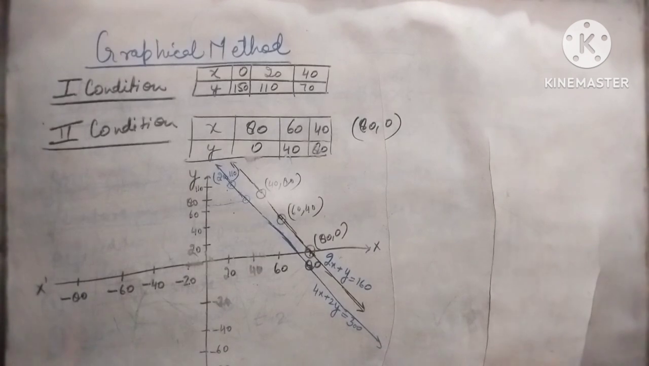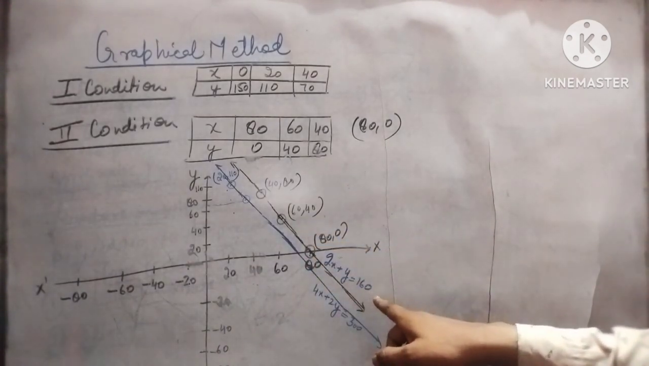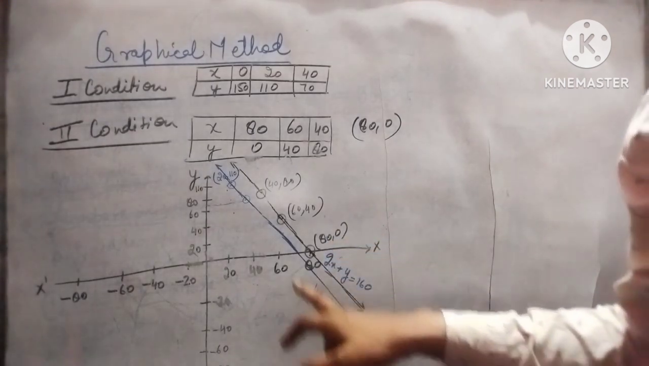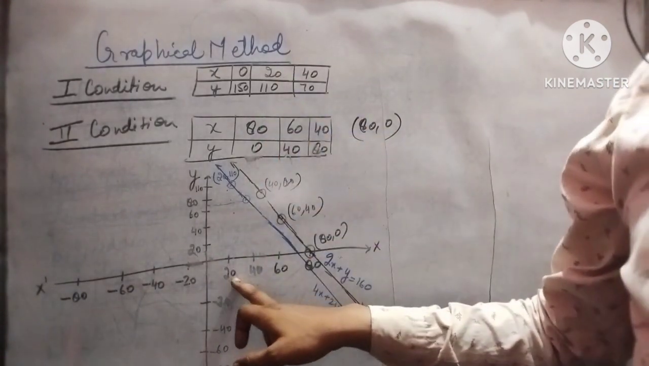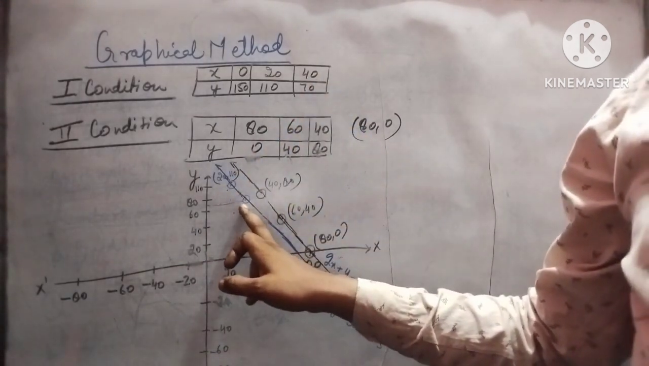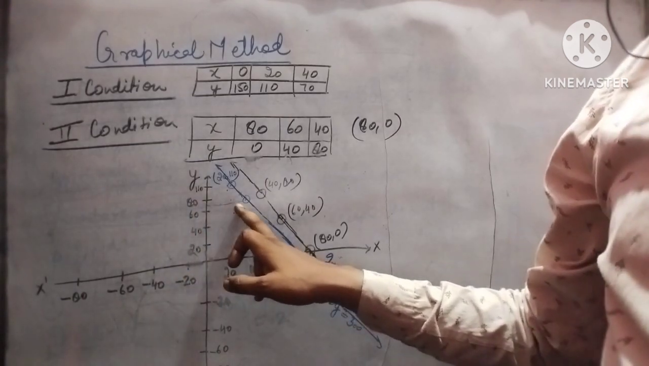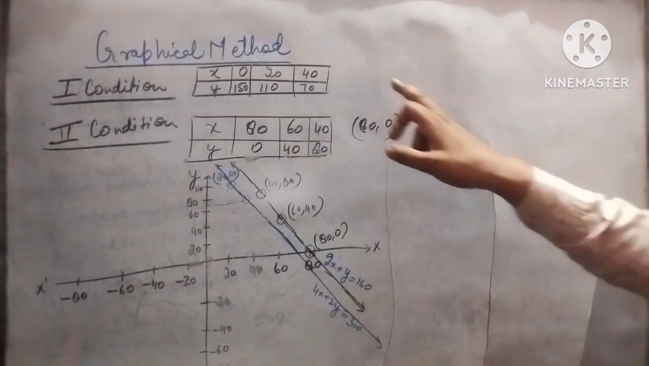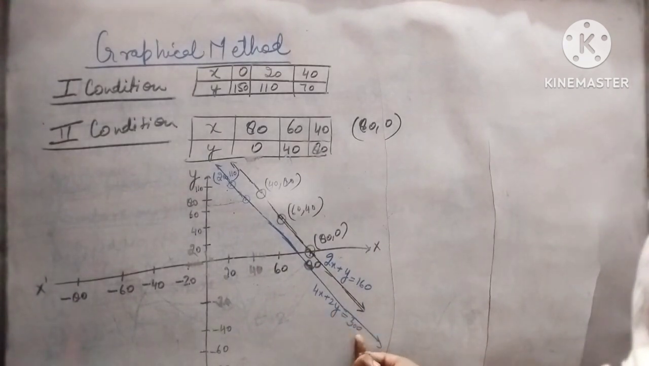So for the second condition, we have already drawn the line and plotted the points. Now for the first condition, we have considered only these two coordinates, that is, x is 20 and y is 110. So x is 20 and y is 110. X is 40 and y is 70, so it is between 60 and 80. So that is 70, because it will be between 60 and 80. So we have drawn a line for the first condition also, that is 4x plus 2y equals 300.